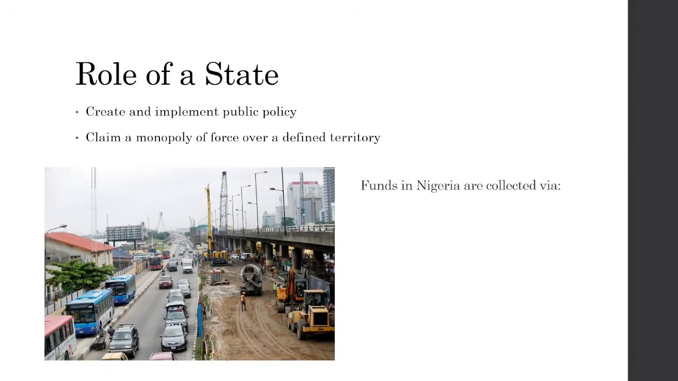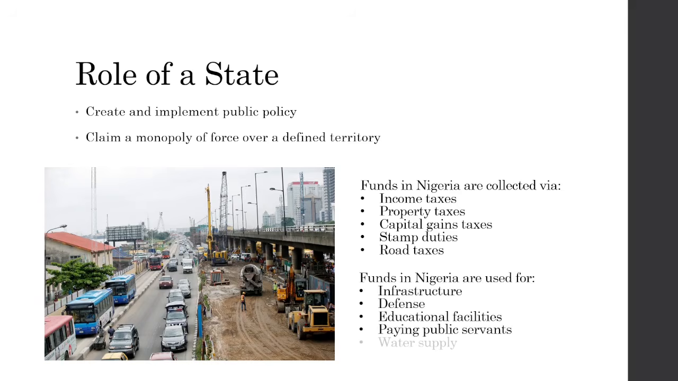So let's look at an example here in Nigeria. Nigeria collects taxes like pretty much every other country in the world. And they collect them through income taxes, property taxes, capital gains taxes, stamp duties, road taxes. There's many more that I didn't list. These are just examples. And then the state of Nigeria uses these taxes for public programs like infrastructure and defense, which is their military, educational facilities, paying public services like the police officers in the police force, as well as the water supply, because water is a public service in pretty much every country in the world, like Nigeria. So that's one of the many roles that Nigeria has.